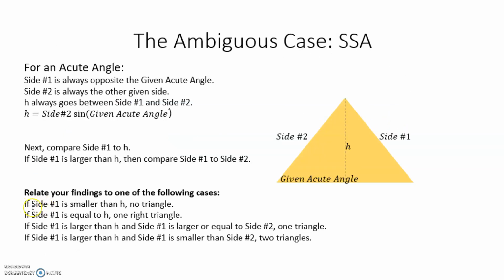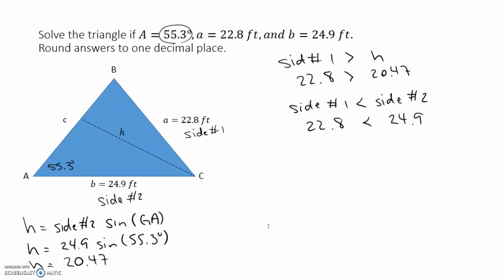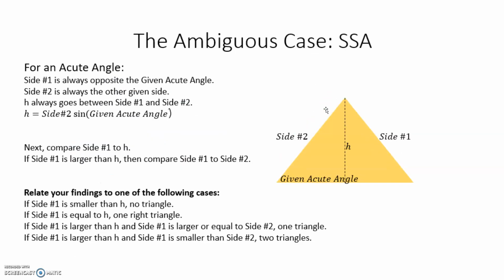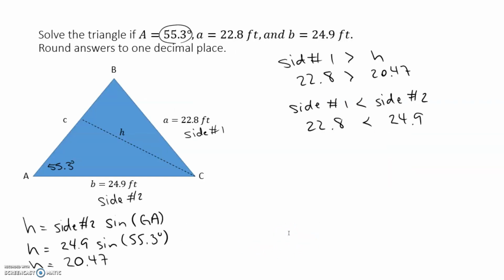All right, so if side 1 is smaller than H, nope, we didn't have that. If side 1 is equal to H, didn't have that either. If side 1 is larger than H, yes. And side 1 is larger or equal to side 2? Well, no, we said that side 2 is bigger than side 1. If side 1 is larger than H, yes, and side 1 is smaller than side 2, yeah, because side 2 is bigger than side 1, we will have two triangles. So we will have two completely different triangles based on this information that they gave us right here.